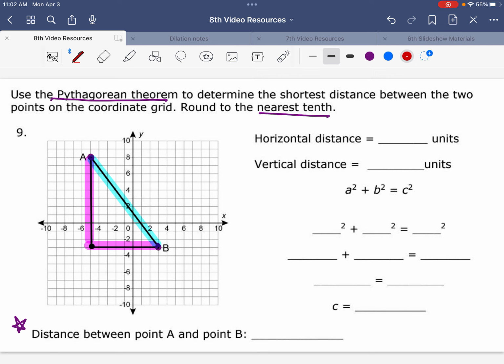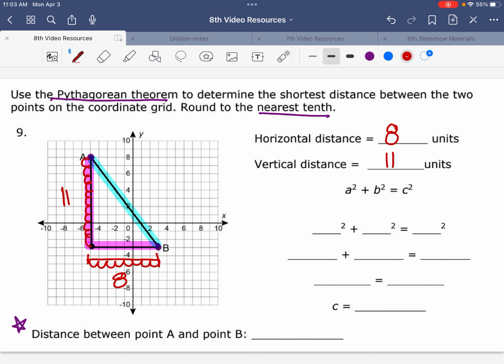So when they're asking me for the horizontal distance, that means I'm going to look left to right. And so I see this is my horizontal distance. So I can count on the coordinate plane, and I see that that is 1, 2, 3, 4, 5, 6, 7, and 8. So the horizontal distance is 8 units. My vertical distance, which is going to go from A down, so the up and down distance, is 1, 2, 3, 4, 5, 6, 7, 8, 9, 10, 11. So my vertical distance is 11 units.